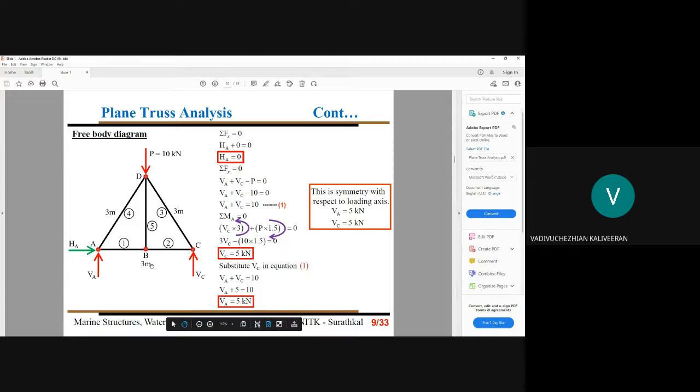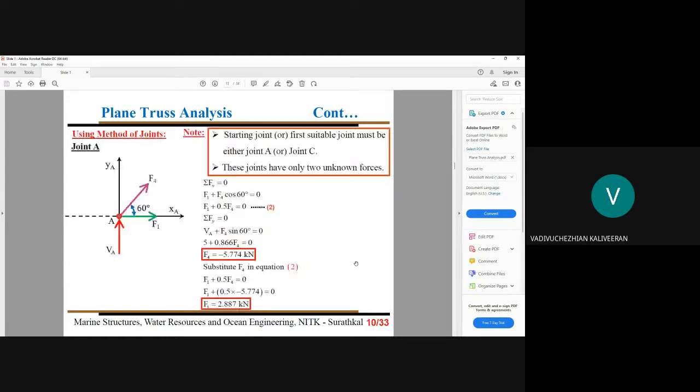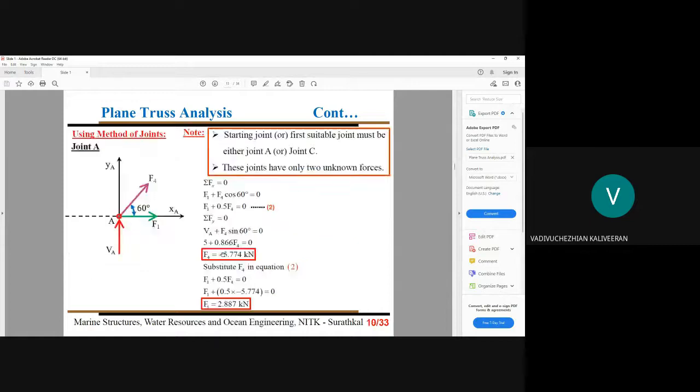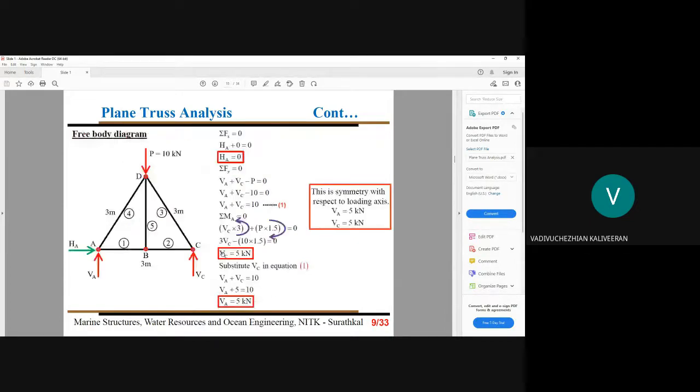Vc into 3 produces a counterclockwise moment. P into 1.5 produces a clockwise moment. From this, we arrive at Vc equal to 5 kN. After fixing this part, Va and Vc are known. When Vc is known, we substitute it in this equation and arrive at Va. So Va and Vc, those support reactions, are very important for our member force calculation. After fixing this, we check our joints.